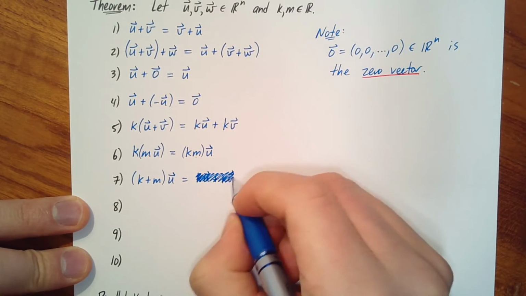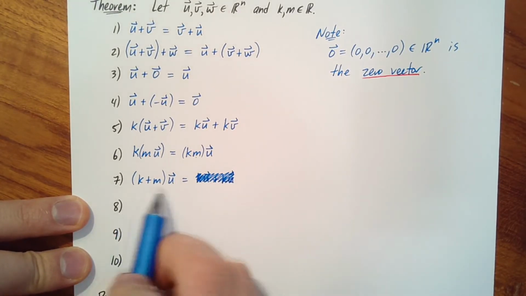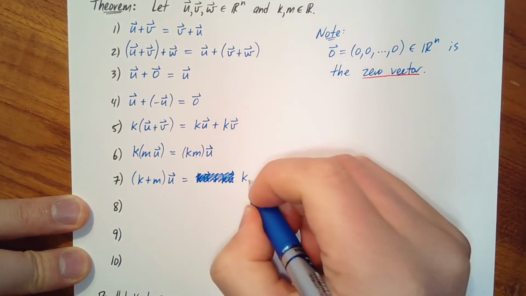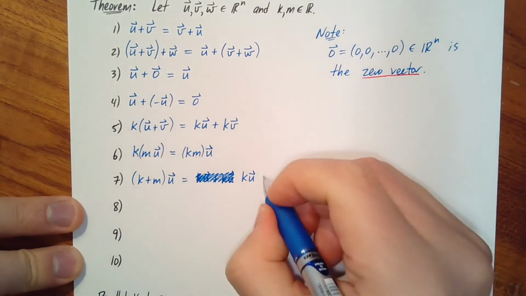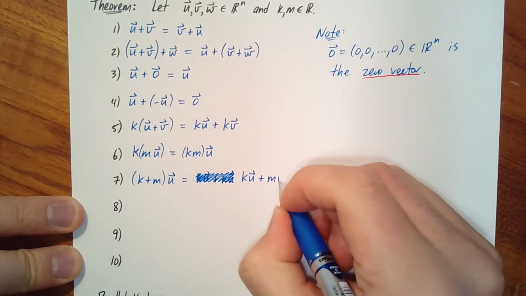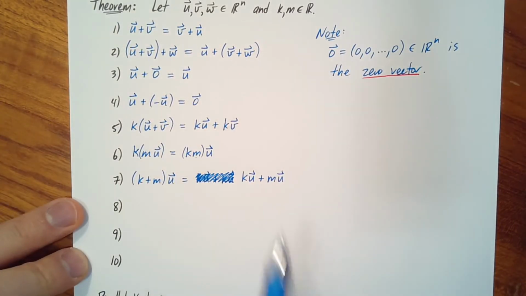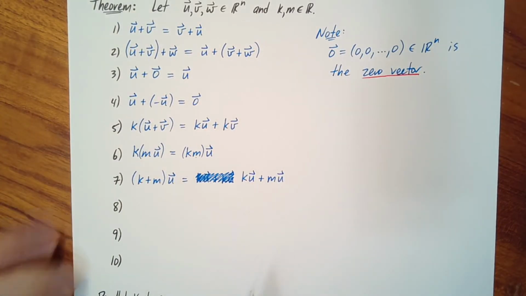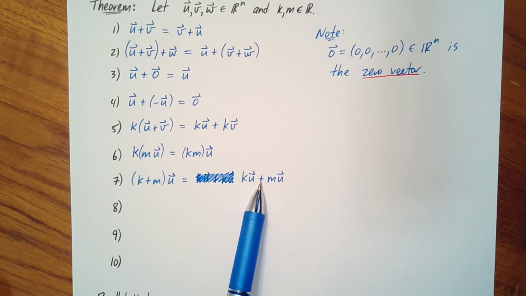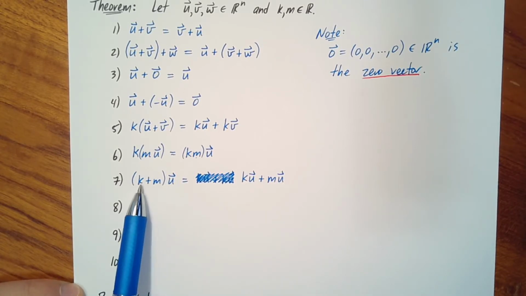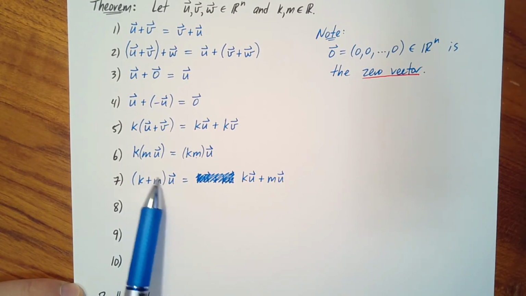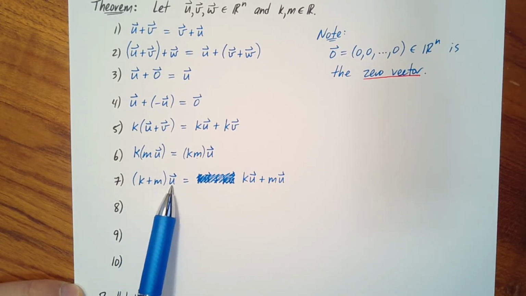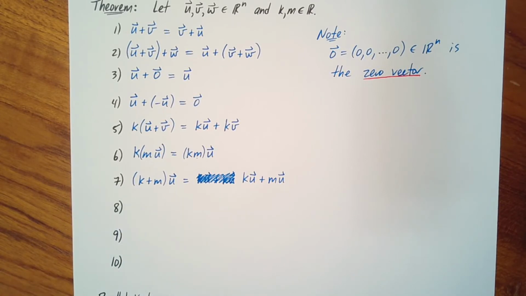Yeah, you can add those two results together. If I multiply the scalar k by u, I'll get ku, and if I multiply the scalar m by u, I'll get mu. If I calculate those two scalar products individually and then add them together, this is vector addition here, I'll get the exact same thing as if I were to add the two scalars first and then multiply the resulting scalar onto the vector u. Property 7 says both of those will be the same thing.